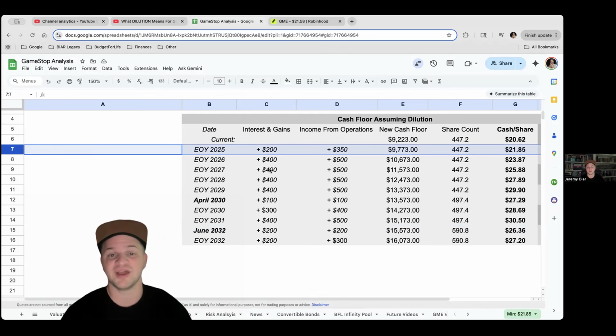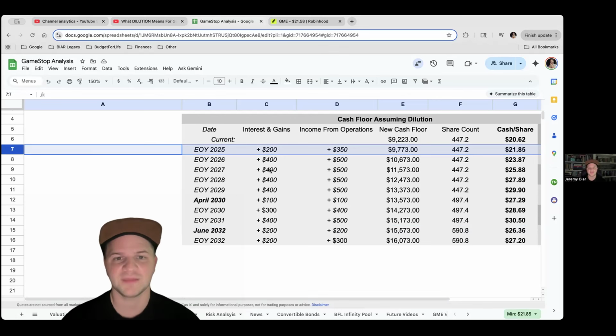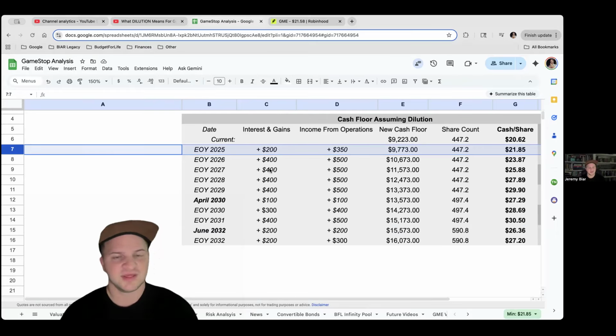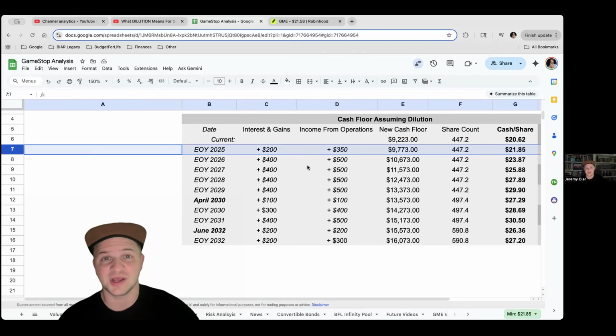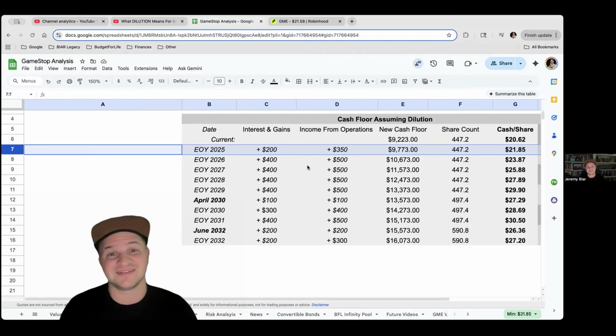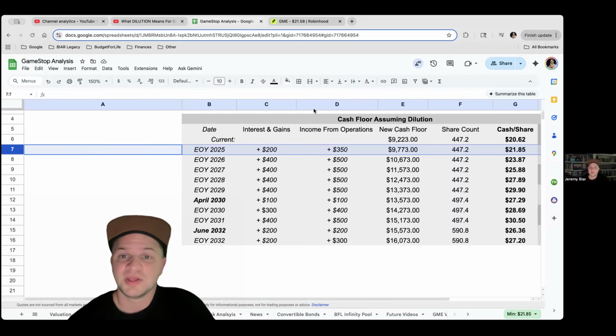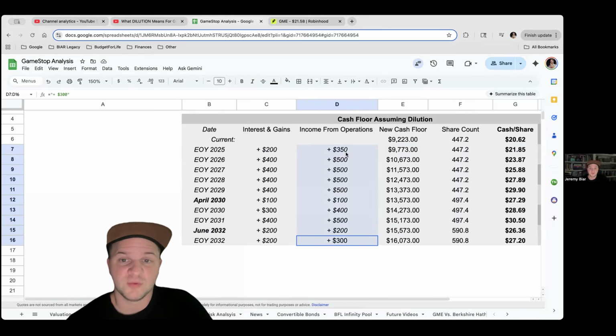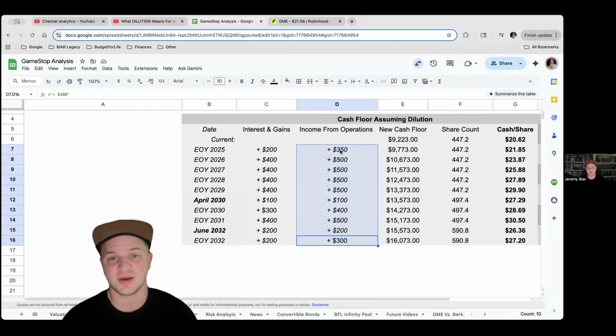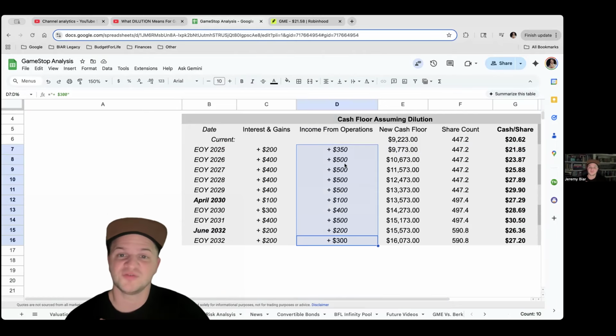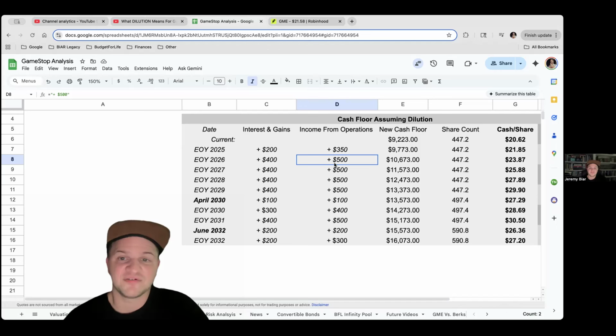Just from the rest of this year, what type of cash are they going to generate? Approximately $200 million of interest and gains and $350 million of income from operations. That's income net of SG&A, net of cost of sales. I'm going to get into my earnings projections in a coming video, but you could project your own dollars if you want. I'm going very conservative right now. In these projections, I'm just assuming they cap out at that 500 million per year earnings from operations.